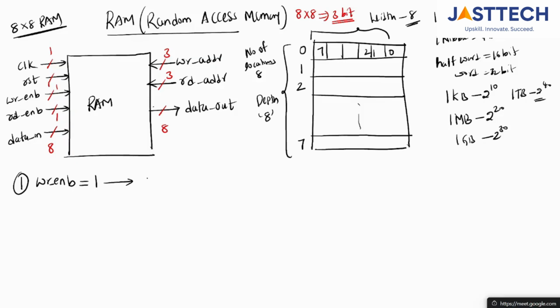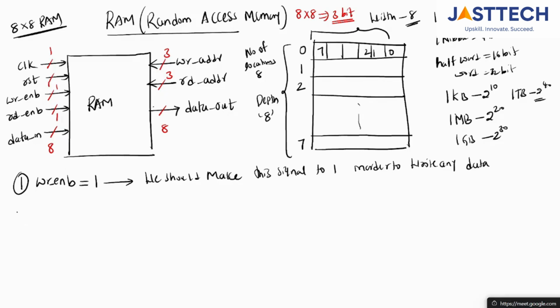Okay, so we should make this signal 1 in order to write any data. If you want to write any data, you need to make write enable equal to what? 1. Okay, after making write enable equal to 1, we need to provide the address.